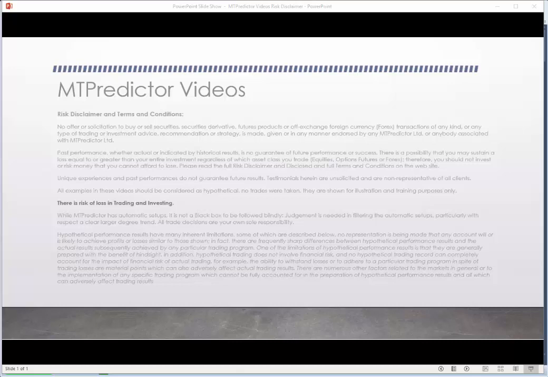In today's MTPredictor video, I'd like to have a look at the VS setup, or volume spike setup, in MTPredictor. In particular, what makes up a good VS setup.